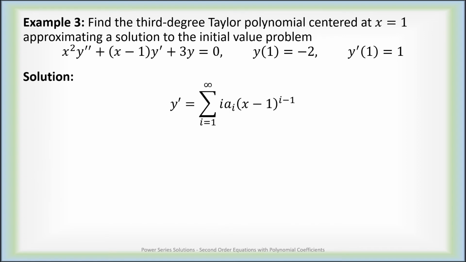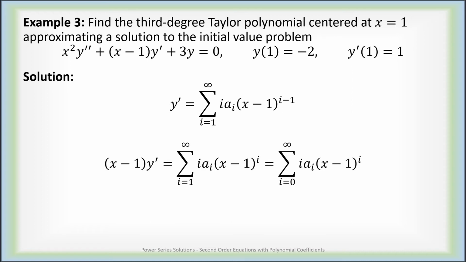Y prime we compute as we have before. So from our generic power series we started with, we take a derivative, and as before, the constant term vanishes, which means this new series begins at index 1. In our differential equation, we want to multiply y prime by x minus 1, which is actually quite convenient to do. If I multiply by x minus 1, since the power series has x minus 1 in it already, I simply multiply by x minus 1.